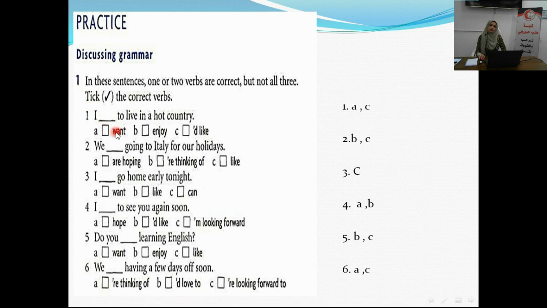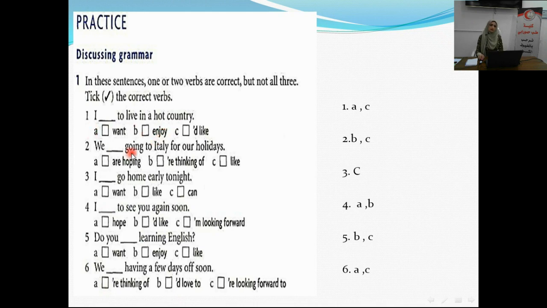So we have the first one: to live in a hot country. We can say I want, or I enjoy, or I'd like. The answer will be I want to live in a hot country. So it is A and it is C: I'd like to live in a hot country. You cannot say I enjoy because, as we said, enjoy is followed by an ing verb.